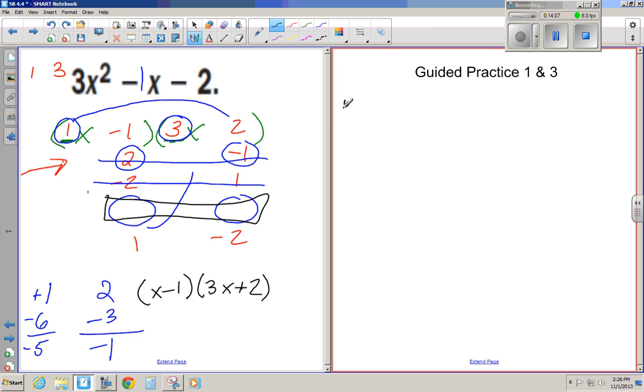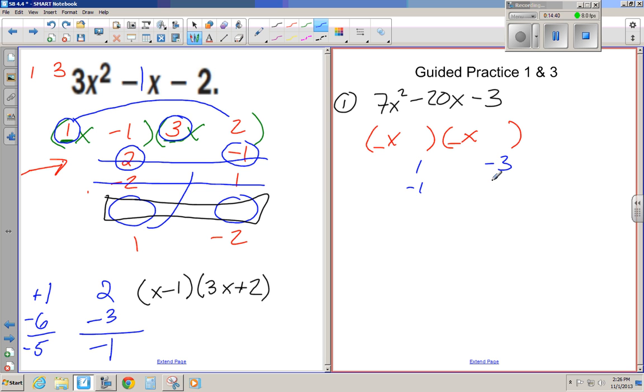Let's try number 1 of your guided practice. So number 1 is 7x squared minus 20x minus 3. So step 1 is to write the problem down. Then set up the parentheses. Put an x in the front. Basically, you're setting up your answer. Looks like this. All right, so what are all the possible factors of -3? Well, 1 and -3, or -1, +3. Since we have to do all of them, we have to flip these numbers around. 3, -1.